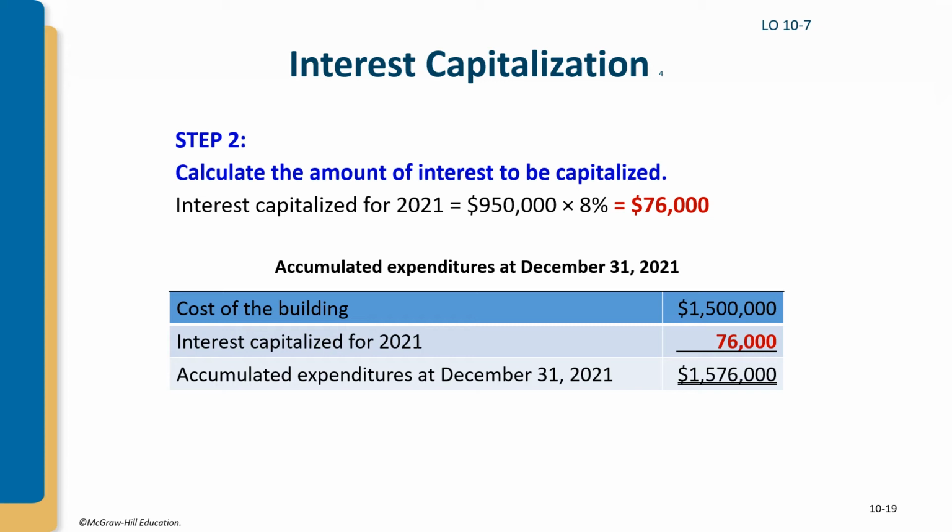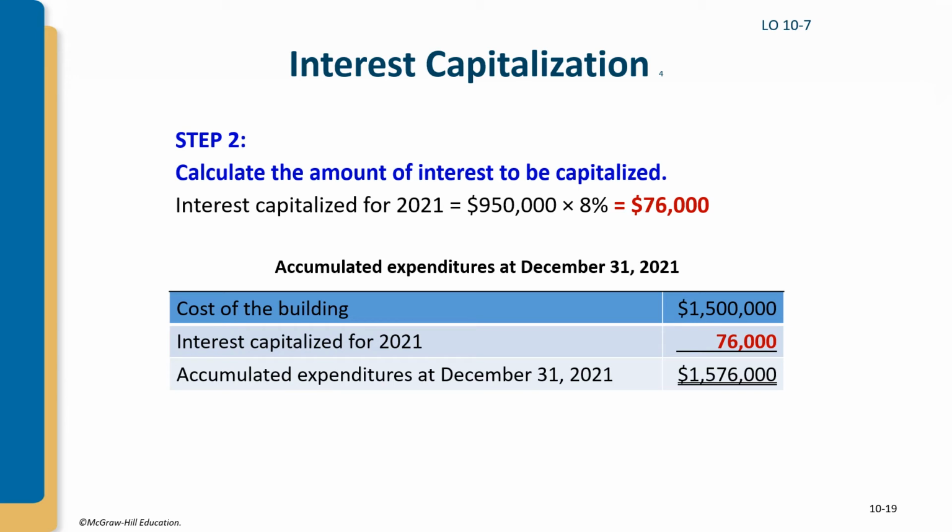Now, if you're sitting there saying, well, what if that 950 was higher? What if it was more than $1 million? We'll show you that in a minute. But as of 2021, this company should capitalize, not expense, but they should debit their building account for $76,000 of the interest that they pay during the year.